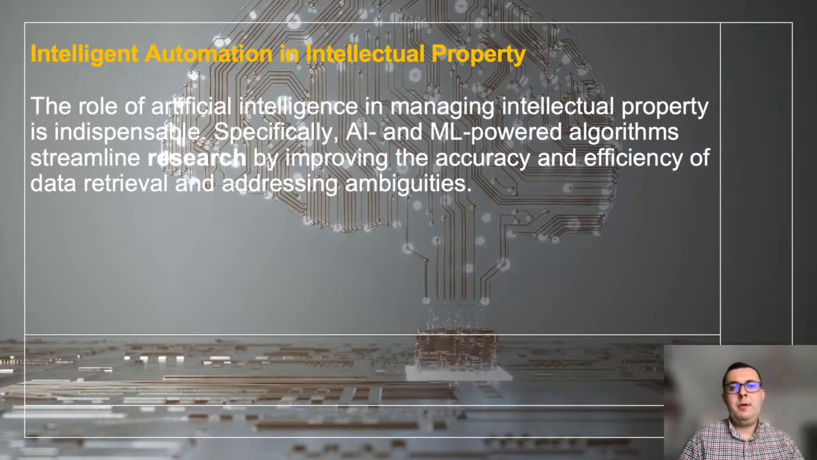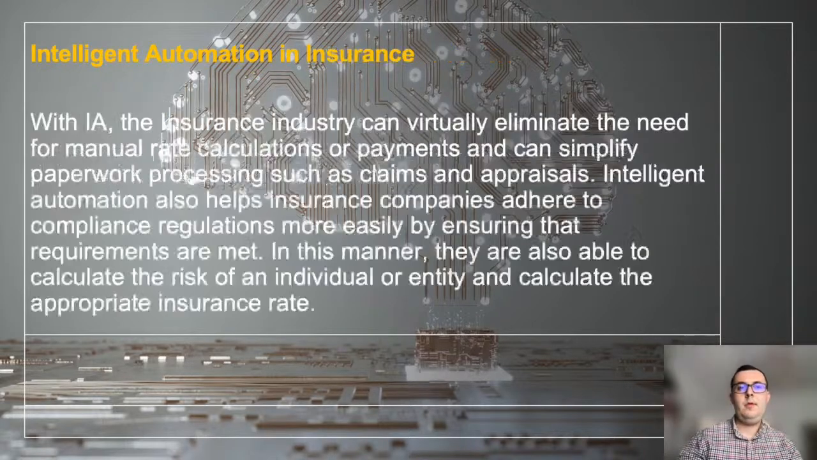Specifically, AI and ML-powered algorithms streamline research by improving the accuracy and efficiency of data retrieval, as well as addressing ambiguities. Related to the role of intelligent automation in insurance, with the help of it, the insurance industry can virtually eliminate the need for manual weight calculations or payments and can simplify paperwork processing such as claims and appraisals. Intelligent automation also helps insurance companies adhere to compliance regulations more easily by ensuring that requirements are met. And in this way, we are also able to calculate the risk of an individual or entity and calculate the appropriate insurance rate.